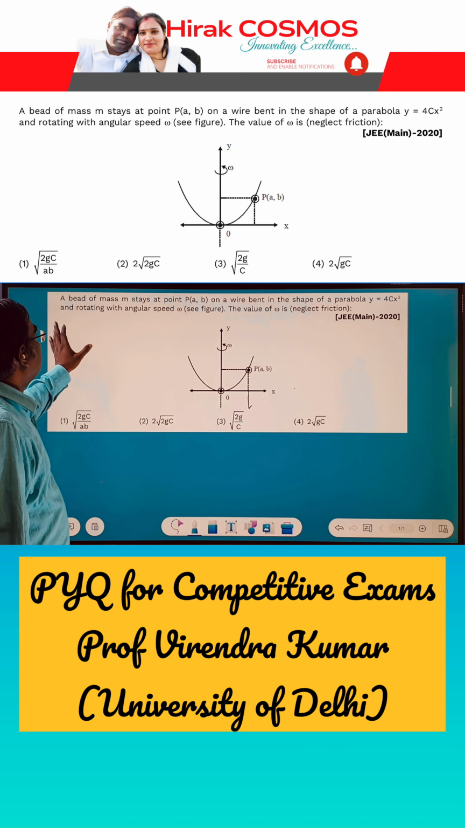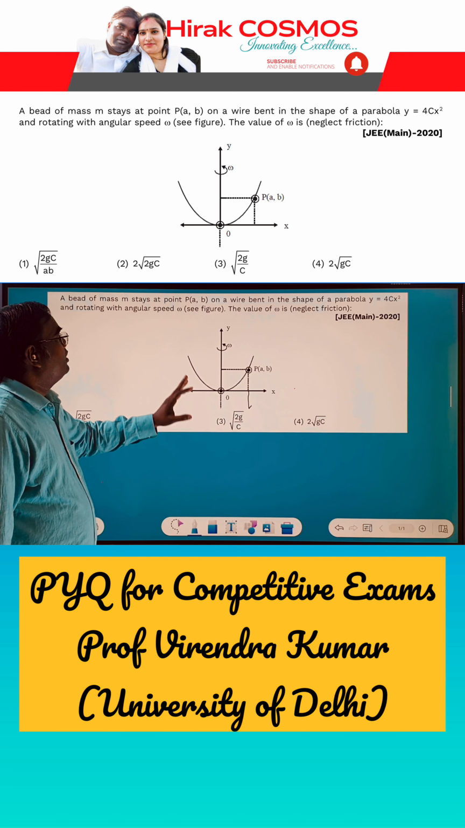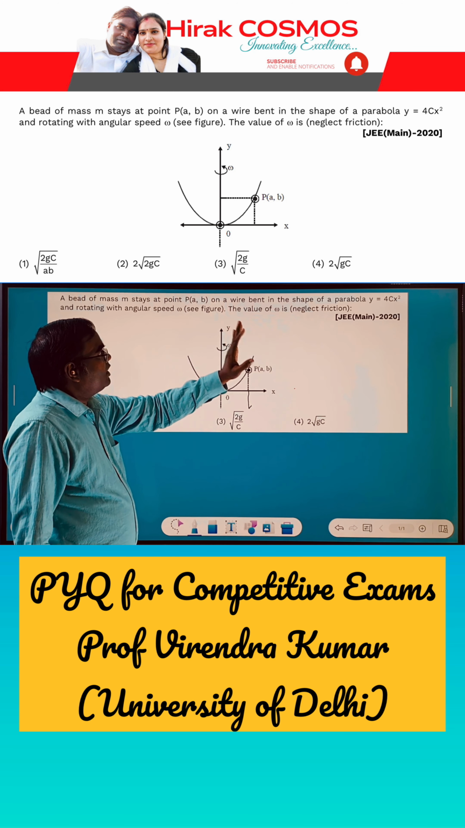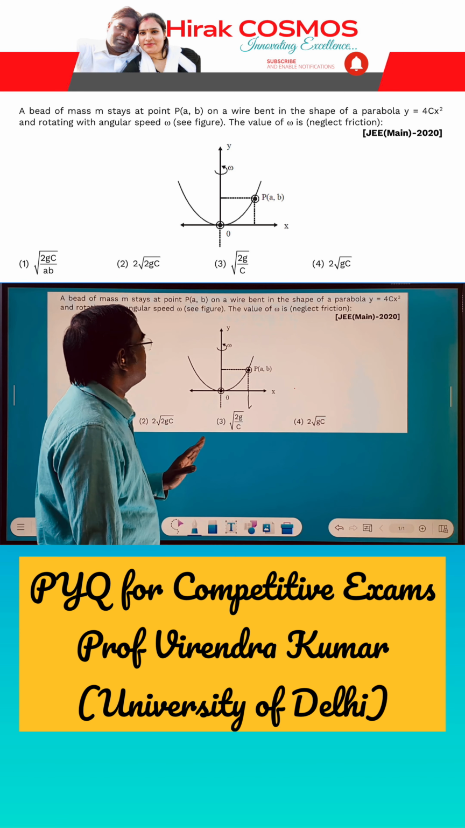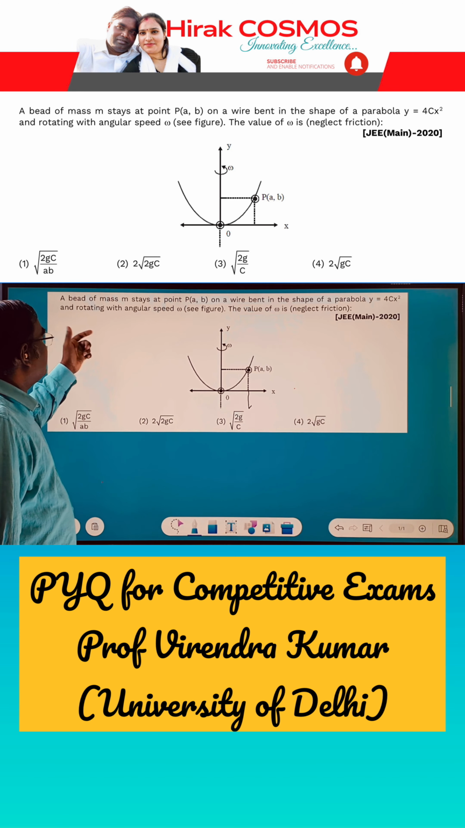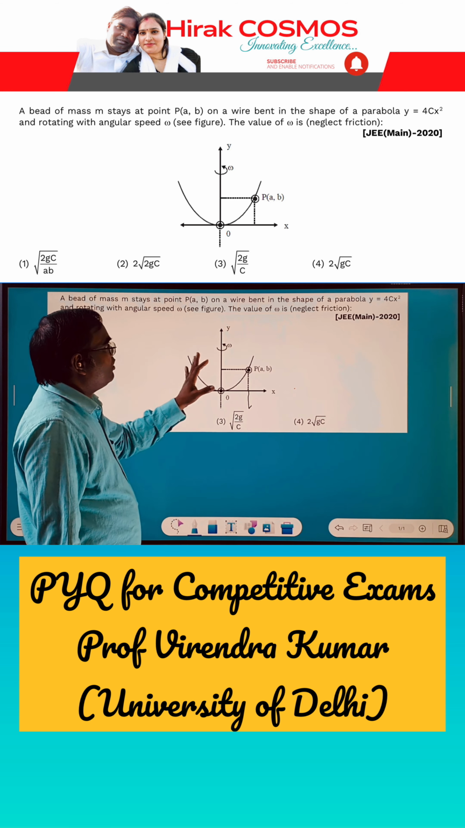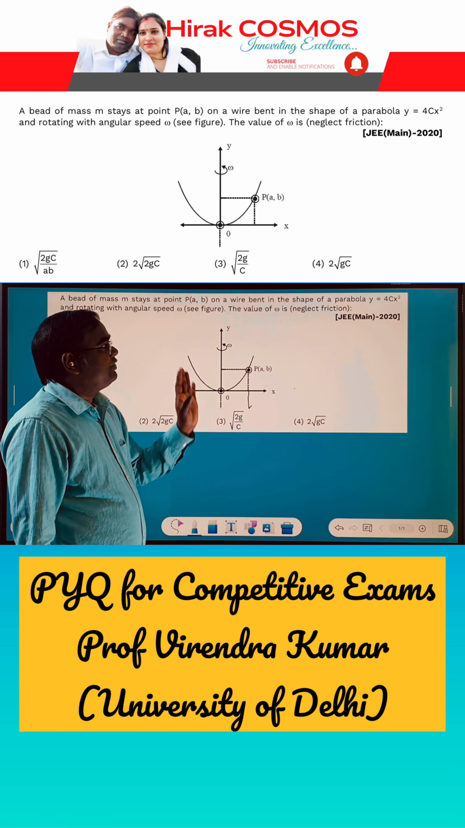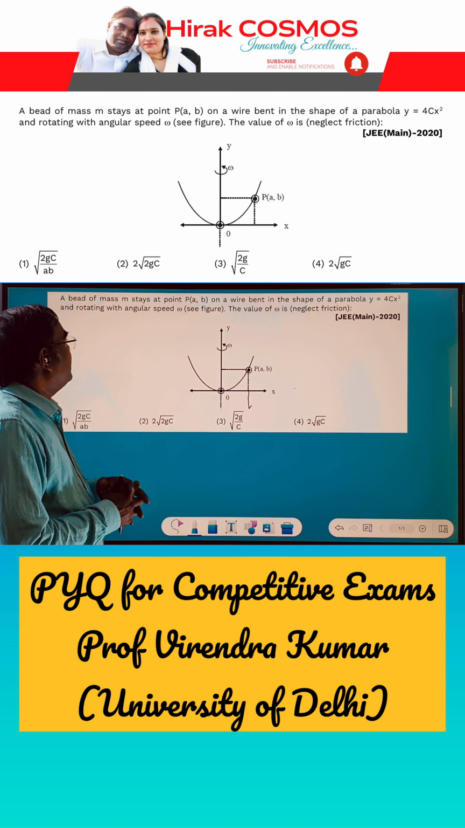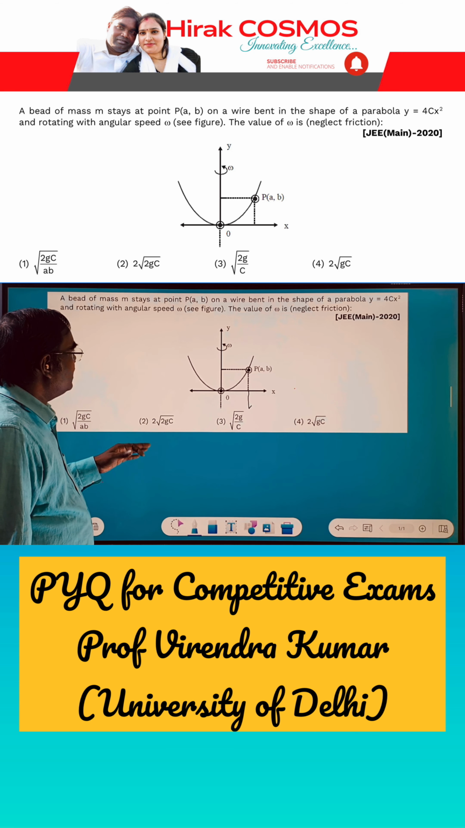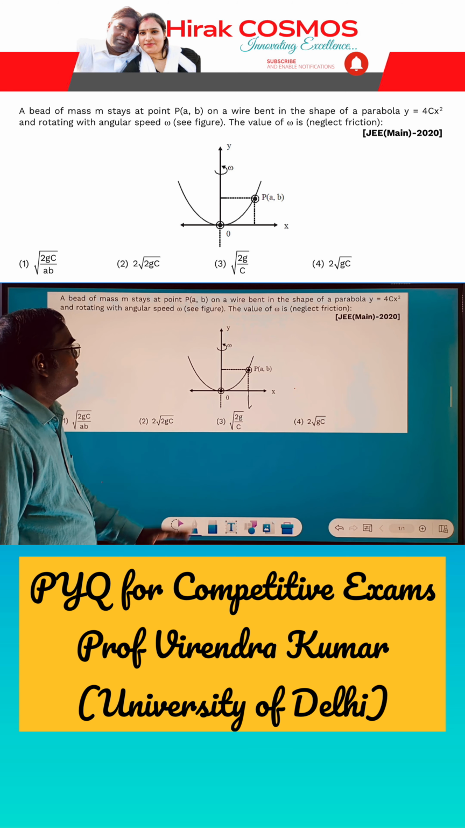So friends, let us solve this problem. The problem is: a bead of mass m is stationed at a point P on a wire bent in the shape of a parabola y = 4cx², and rotating with angular speed omega as shown in the figure. The value of omega is, if we neglect the friction. So in this problem you have to find the angular speed. Right, angular speed you have to find. And the friction is neglected.